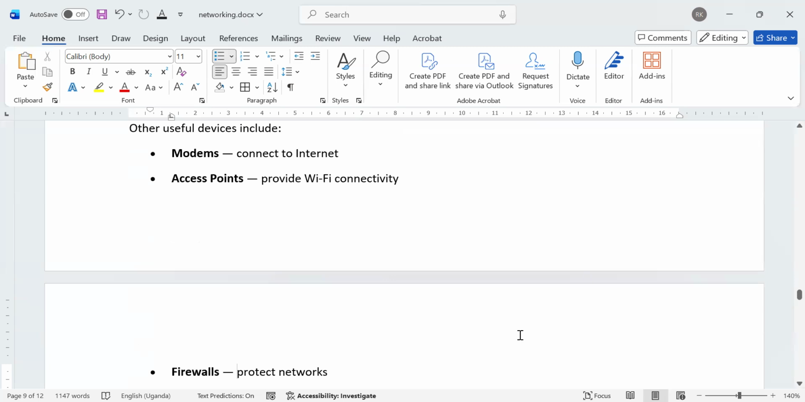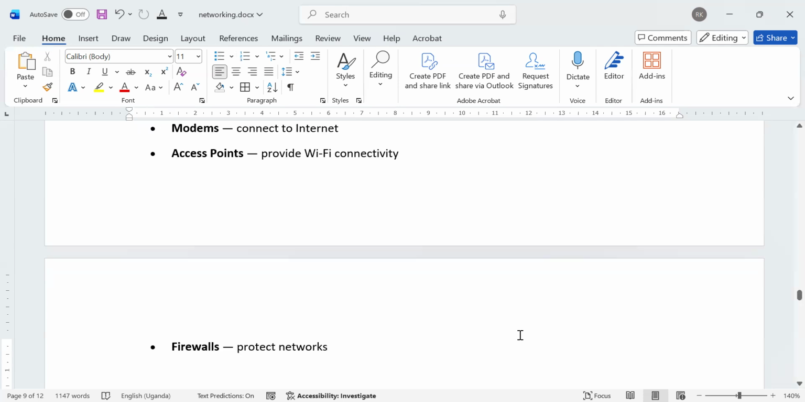We have additional network connections. We have the modem, but the modem today is no longer in use. Modem also brings internet to your router, but today the modem is inbuilt into the router. They no longer separate them, but old technology used to be, we have a modem and we have a router. But today, the modem and the router are within the same device. Then we have the access point, which provides wireless, which is wireless fidelity, wireless internet, Wi-Fi. We also have the firewall, which protects the network, which I have told you.